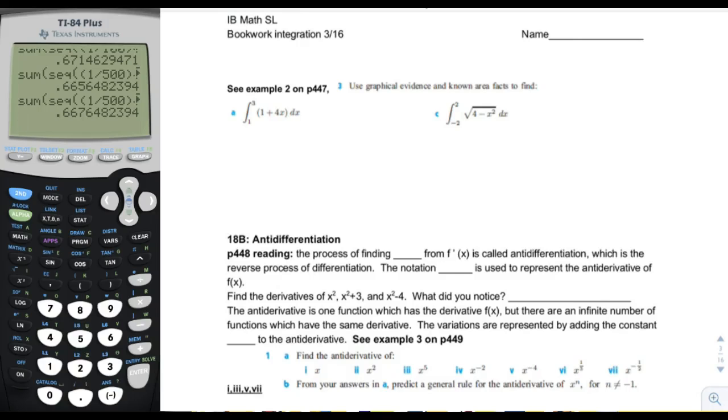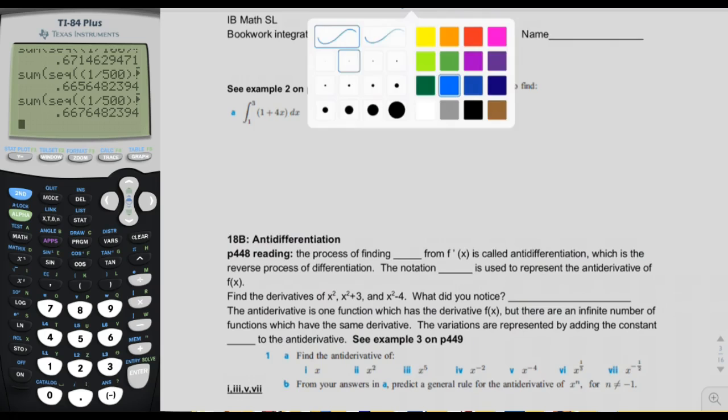Integration, page 3. Use the graphical evidence and known area facts to find.